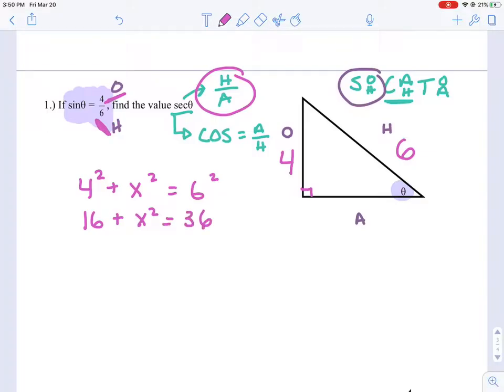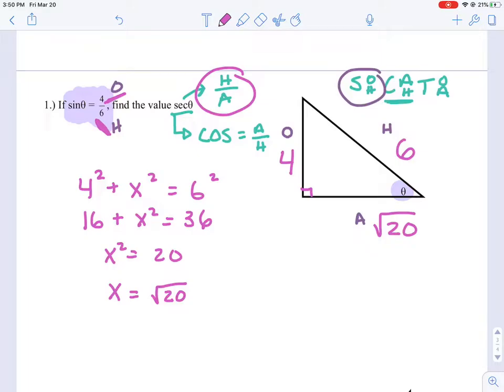And if I subtract over that 16, I have 36 minus 16. I get x squared equals 20. So x is equal to radical 20. So this side is the square root of 20, and you could leave it just like that.